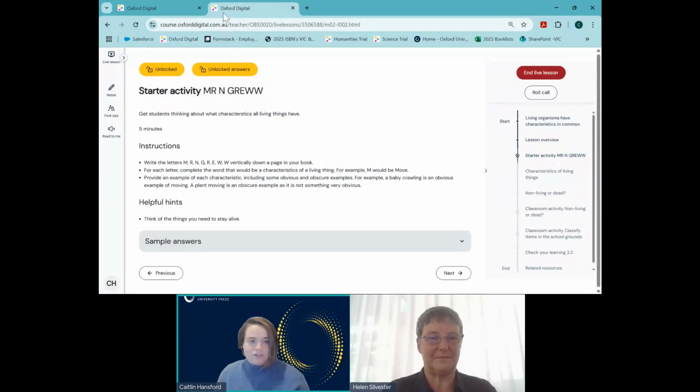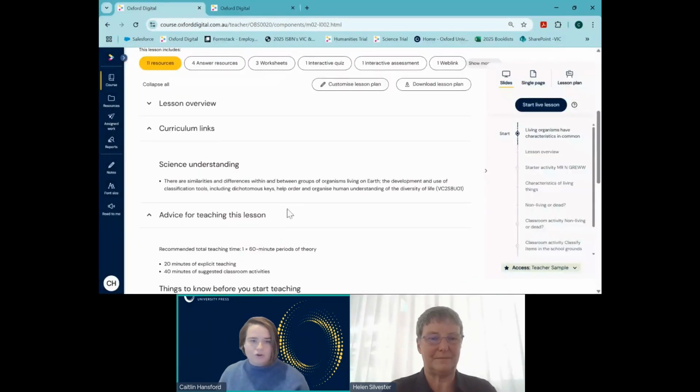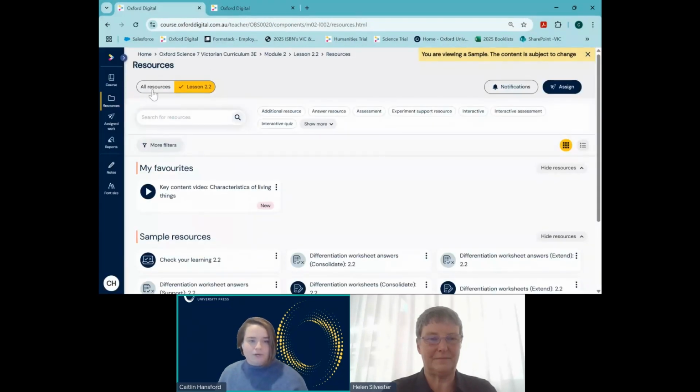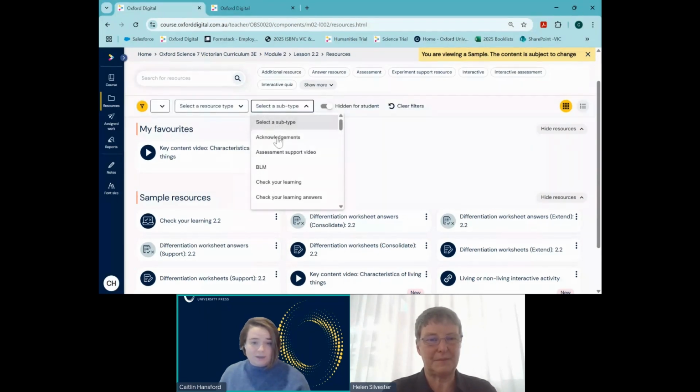As you can see, this is opened up in a separate tab. This separate tab allows you to also have your main lesson plan on your screen while you're projecting it to the other. Jumping into the resources tab, you'll be able to see all of the resources. So you can either see all resources for the entire book, or you can see just for this lesson. You're able to filter them. You can filter right down to a subtype.